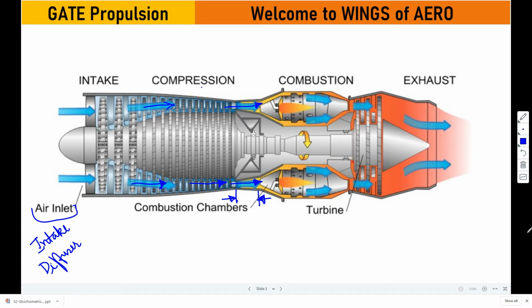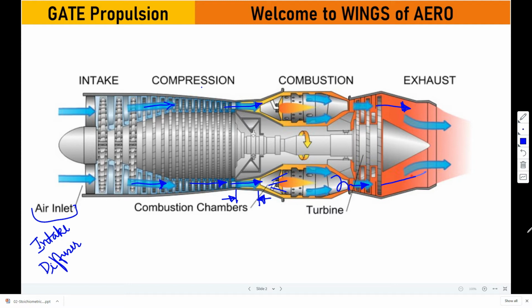In the combustion chamber, there is an injection of fuel and mixing with this compressed air. A huge amount of turbulence forms, so that the air and fuel get mixed well, and after it is well mixed, it swells and leaves through the turbine. From the turbine they eject out from the nozzle.